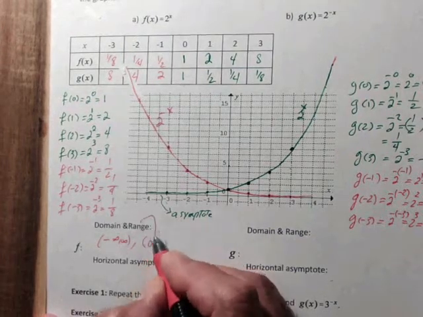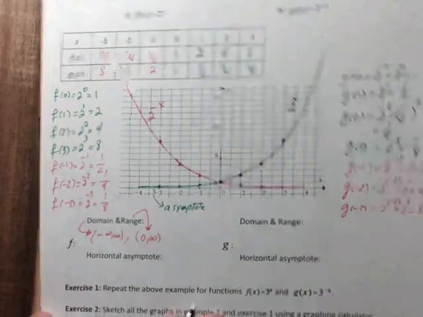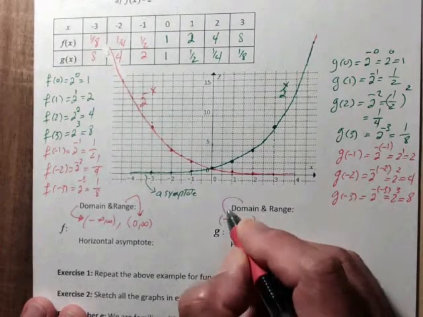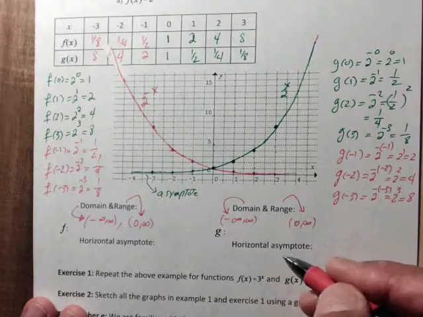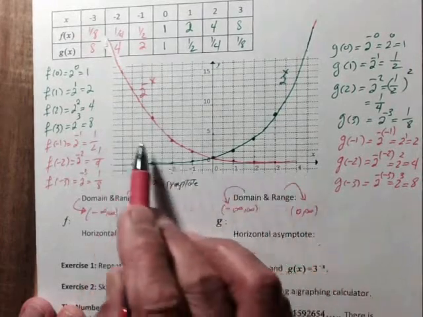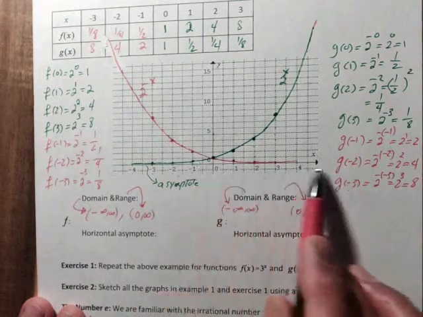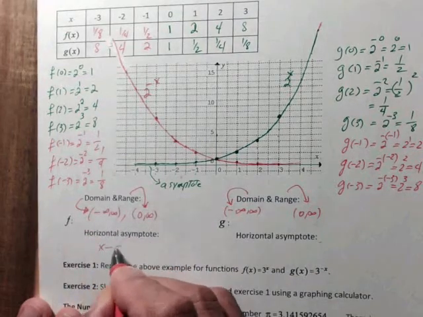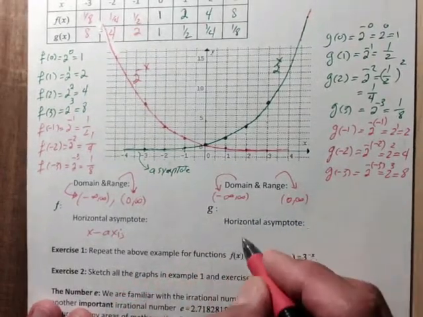So you see, this is the range, and this is the domain. The same thing: the domain is negative infinity to infinity, and the range is 0 to infinity. And this is the horizontal asymptote. This curve, as you go to infinity, becomes flat, just like the x-axis. So the horizontal asymptote for f is the x-axis. The x-axis is actually the horizontal asymptote. The same thing for this one, the x-axis.